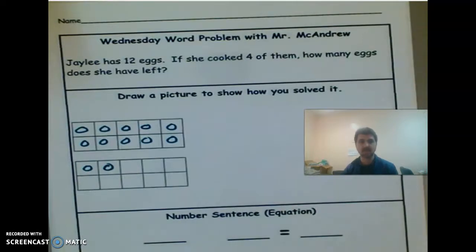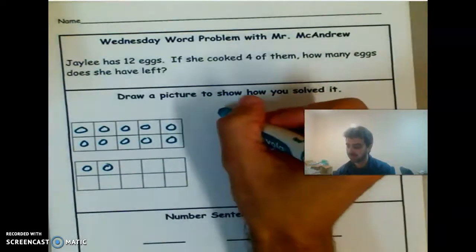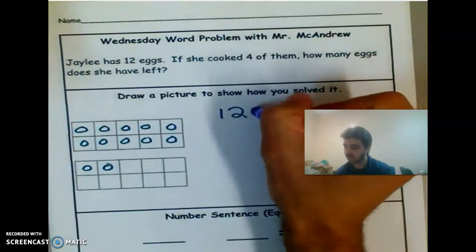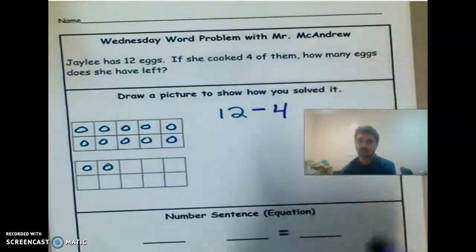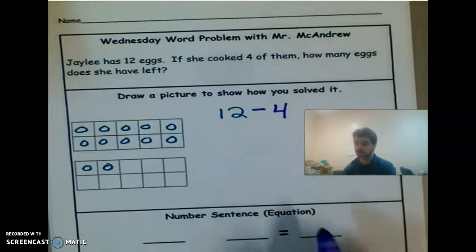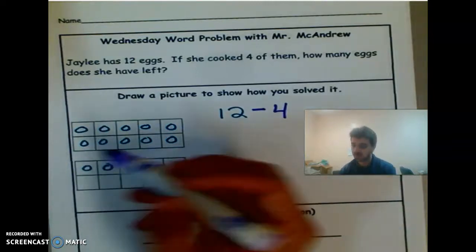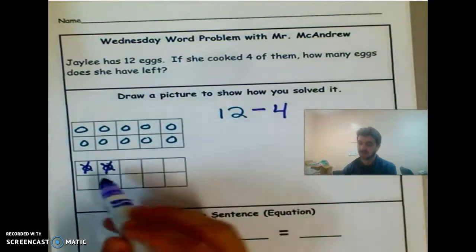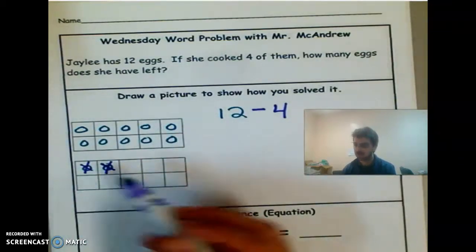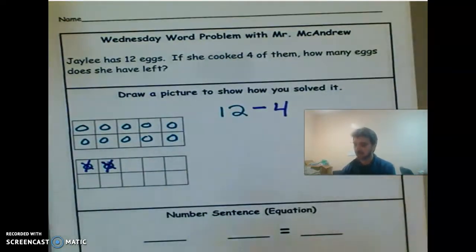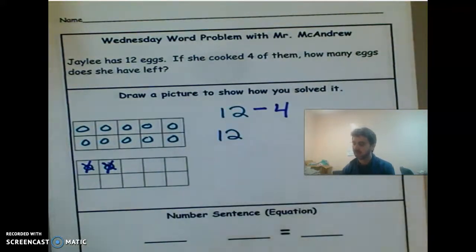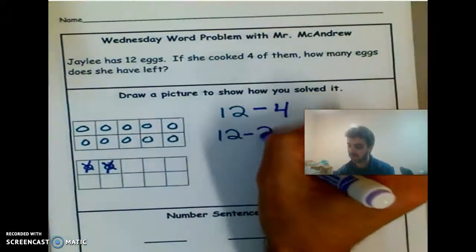Okay, so here's how we're going to use the making 10 strategy. If we have 12, and we need to subtract 4 because she cooked 4 eggs, right? So first, we're going to take away 2 of the eggs. So first, she takes these, subtract these 2. All right, so we've taken away 2 eggs. So far, we've done 12 eggs, take away 2.